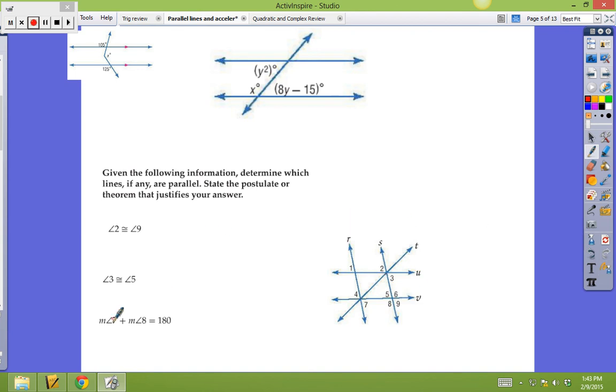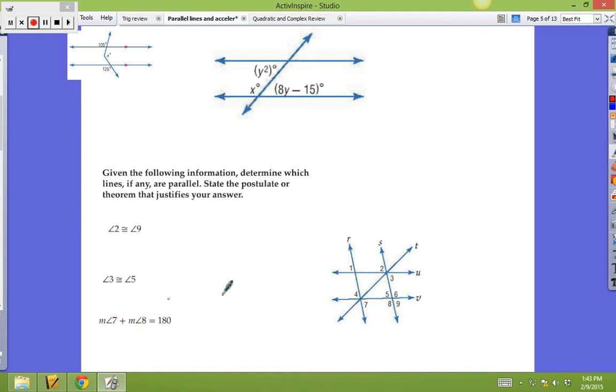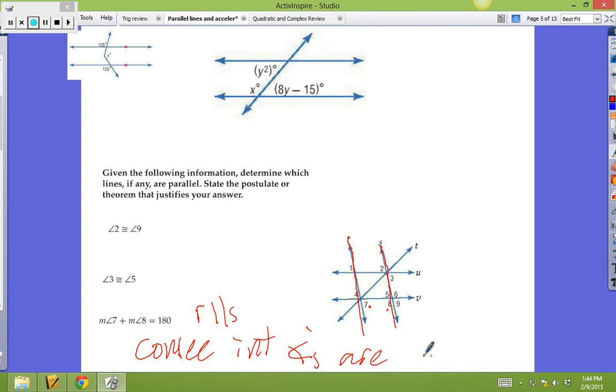Okay, the last one, measure of angle 7 plus measure of angle 8. So you're looking here and here, 7 and 8. That would mean that this line and this line are parallel. So R is parallel to S because my consecutive interior angles are supplementary. And they're only supplementary if your lines are parallel.